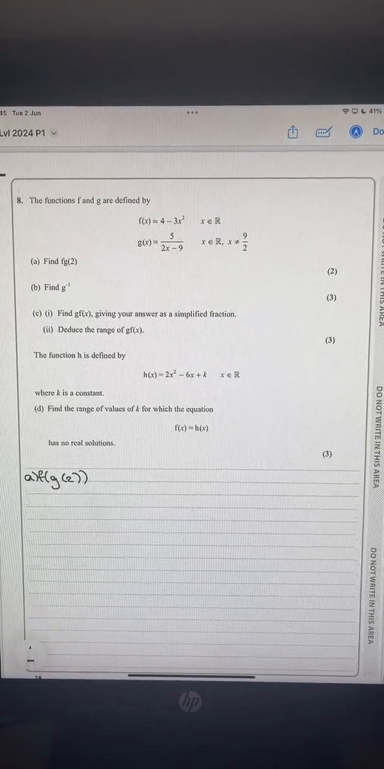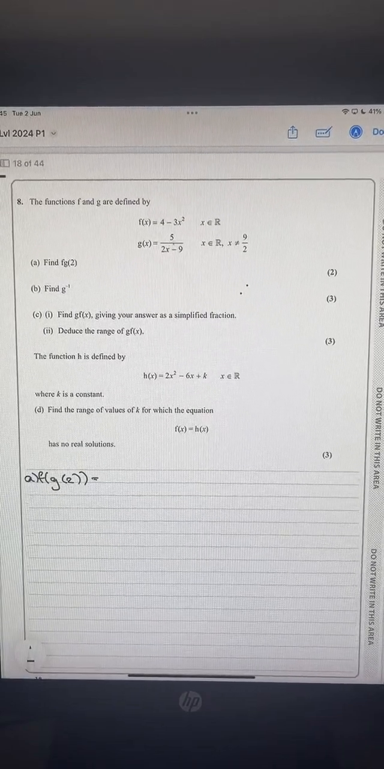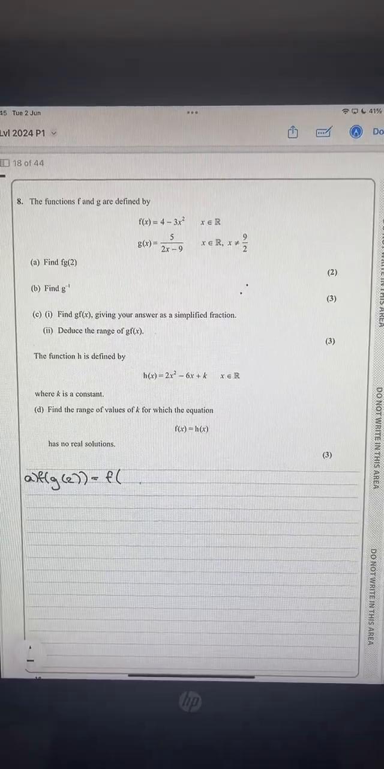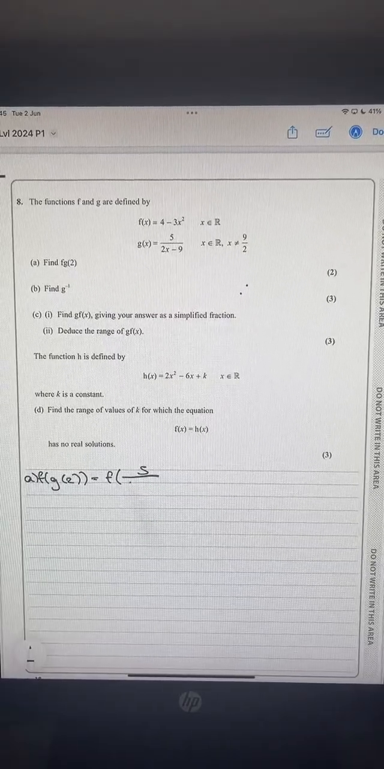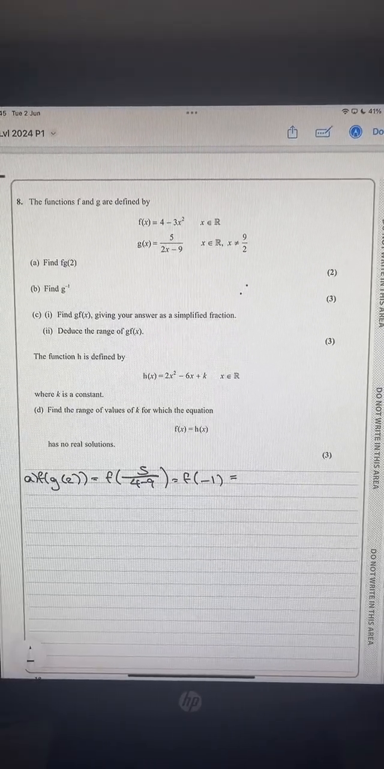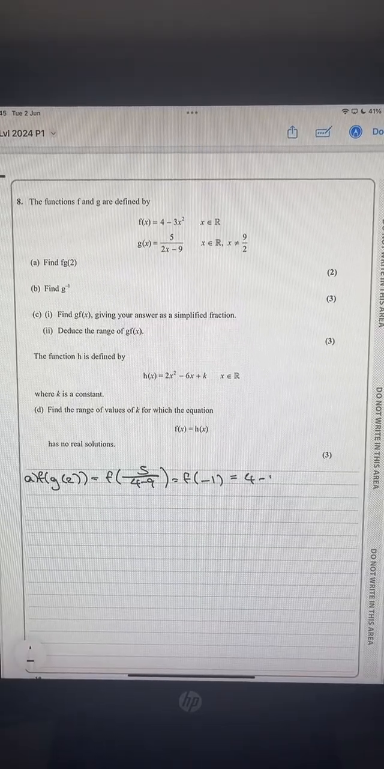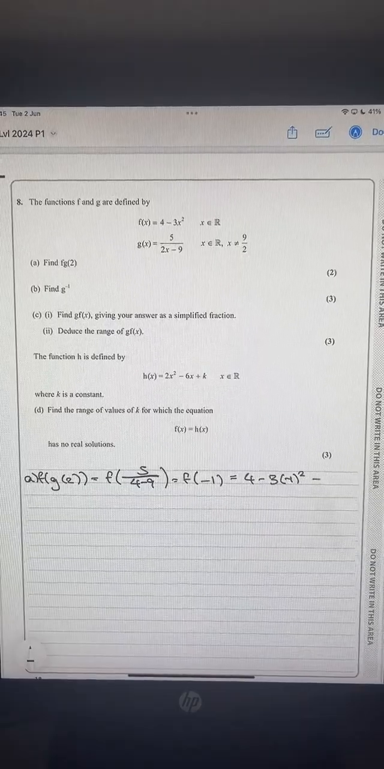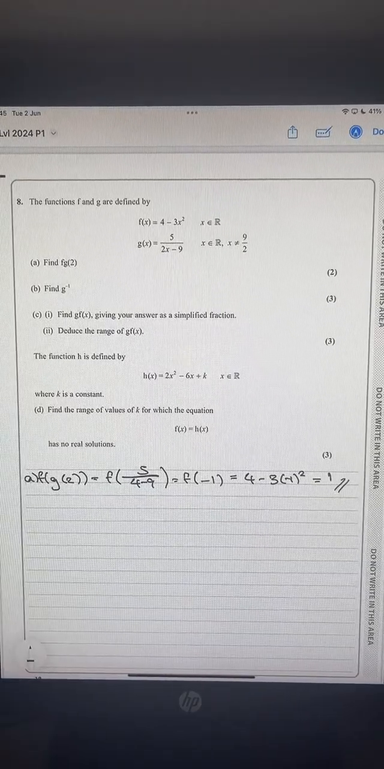So for f of g of 2, g of 2, you just plug in 2 there. So that's f of 5 divided by 2 times 2 is 4 minus 9, and I'm finding f of minus 1. If I'm finding f of minus 1, I'm just plugging in minus 1 into f. So that's 4 minus 3 times minus 1 squared, and that's equal to 1. Very nice little answer there for 2 marks.